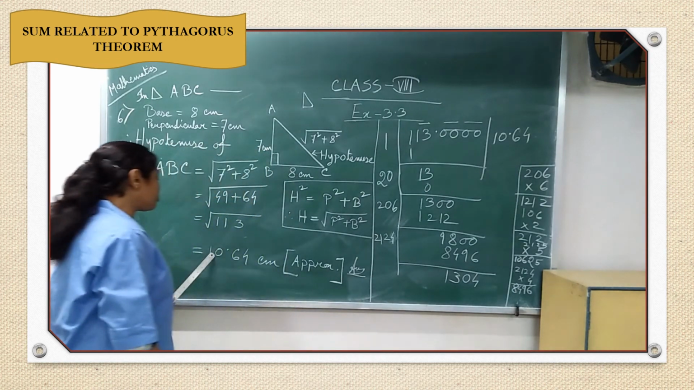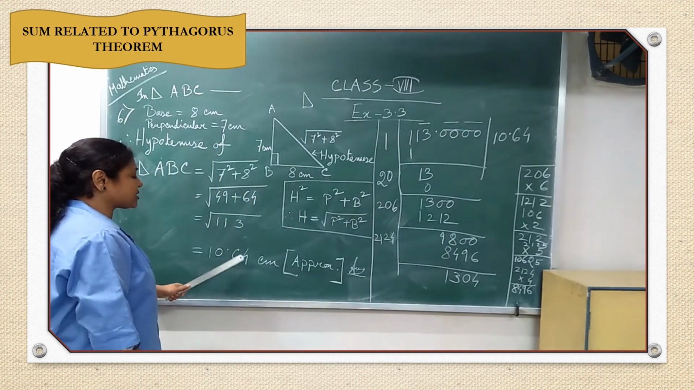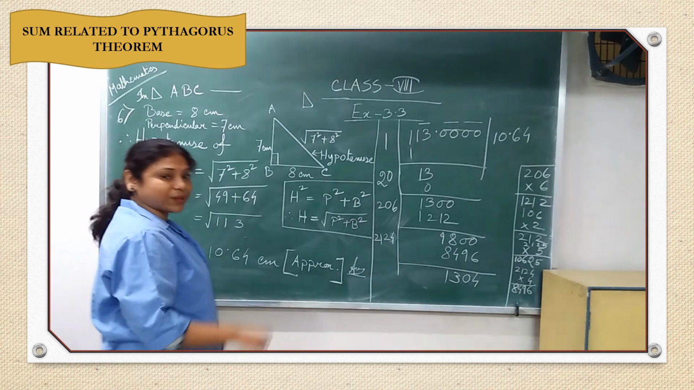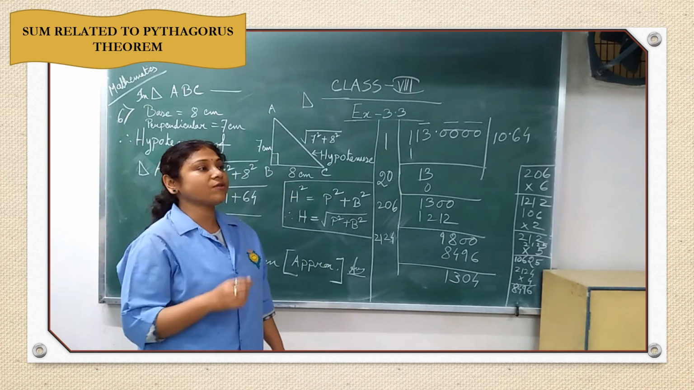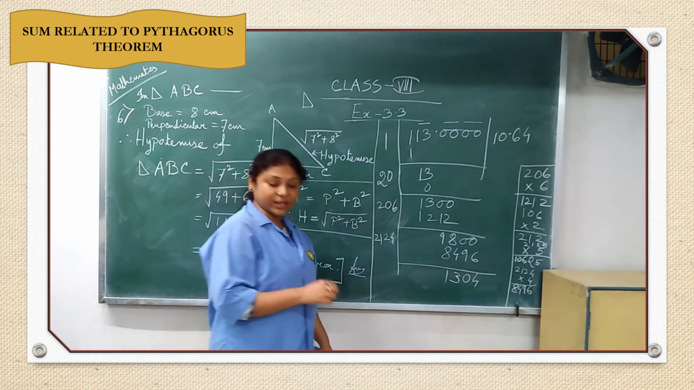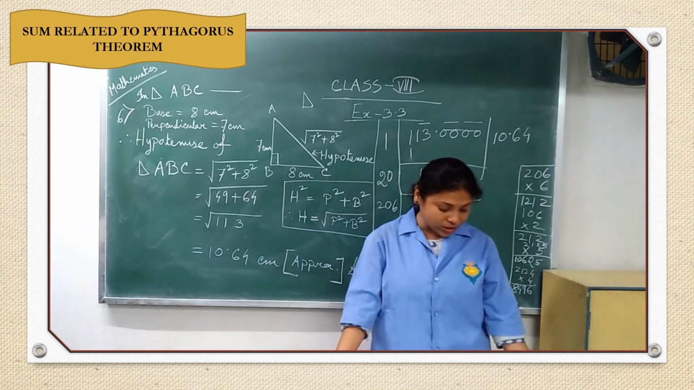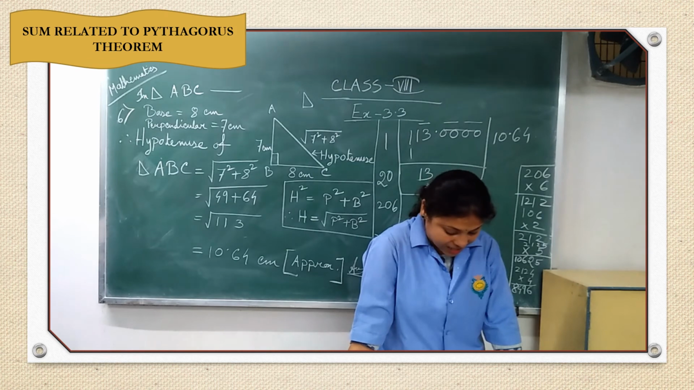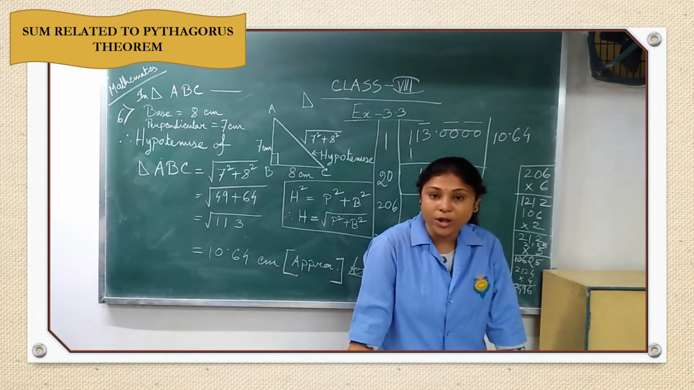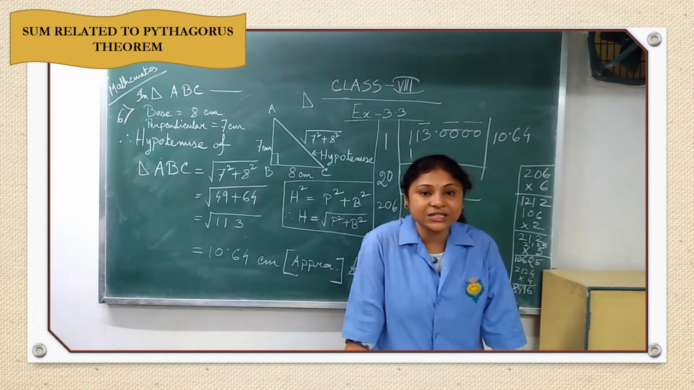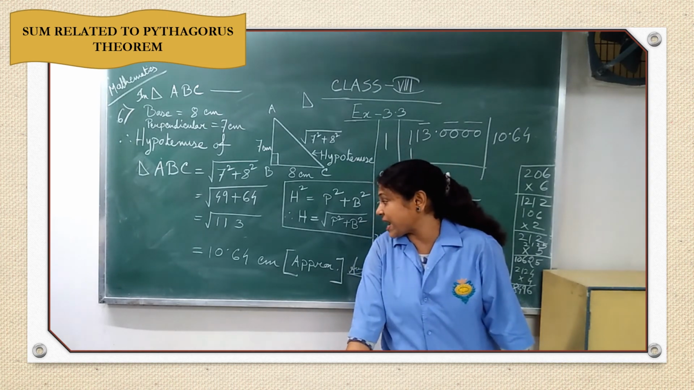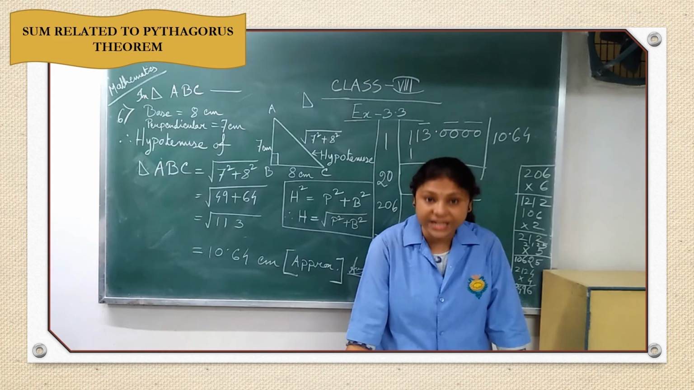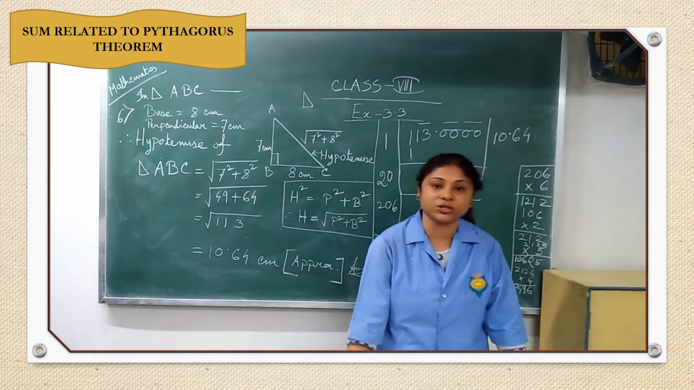So equal to 10.64 centimeter within bracket. Please write down approx because this is not exactly. So you have to write the word approx within bracket and then write down the full sentence, answer in full sentence. The length of hypotenuse of this right angle triangle is 10.64 centimeter within bracket approx.